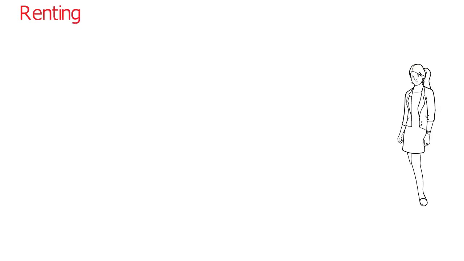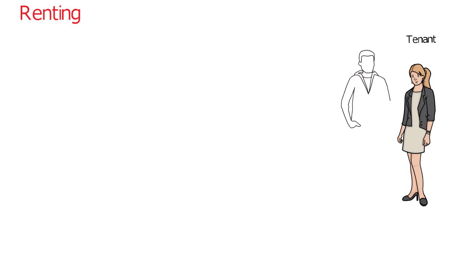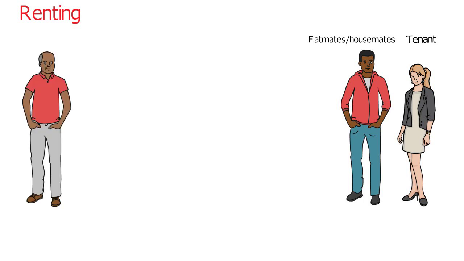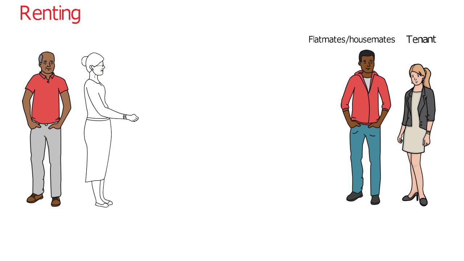If you rent somewhere to live, you are called a tenant. Tenant. If you rent with other people who are not attached to you romantically, they are called flatmates. The person who you rent the property from is called a landlord if they are male and a landlady if they are female.